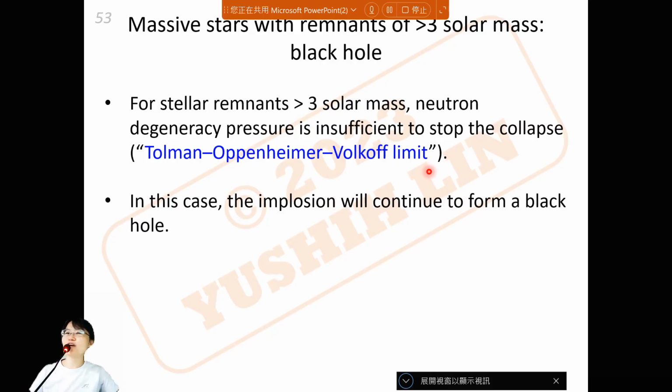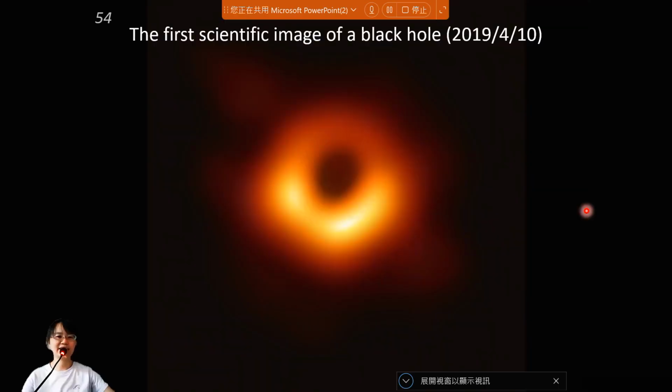So how many of you have watched the movie Oppenheimer? In the movie, there was a scene where they talk about the publication of their paper, which is about this. That's the real expertise of Oppenheimer, who is basically an astrophysicist. And in this case, the implosion will continue to form a black hole, like this.